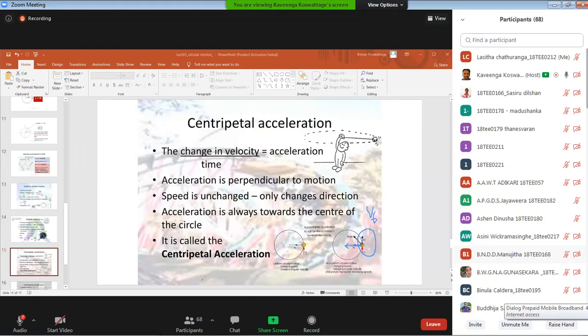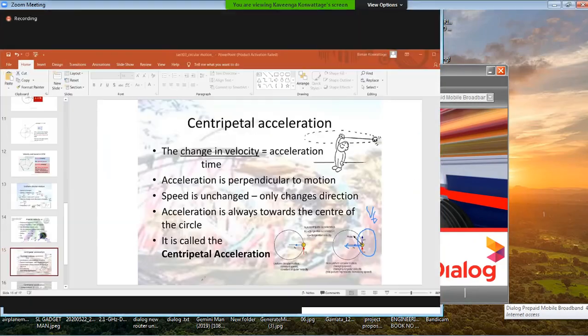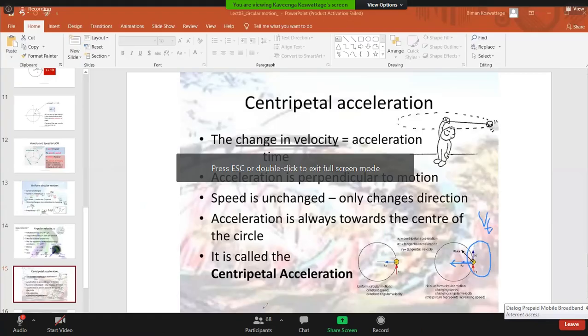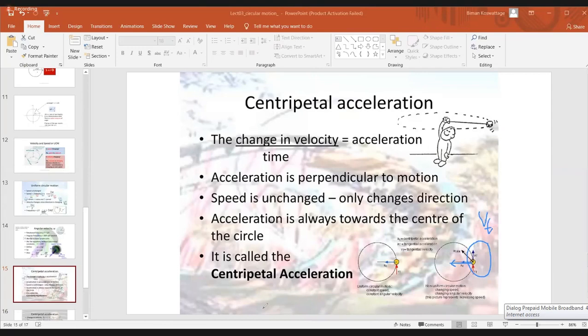So please write these things in your notebook. Centripetal acceleration, and then you have a tangential acceleration.